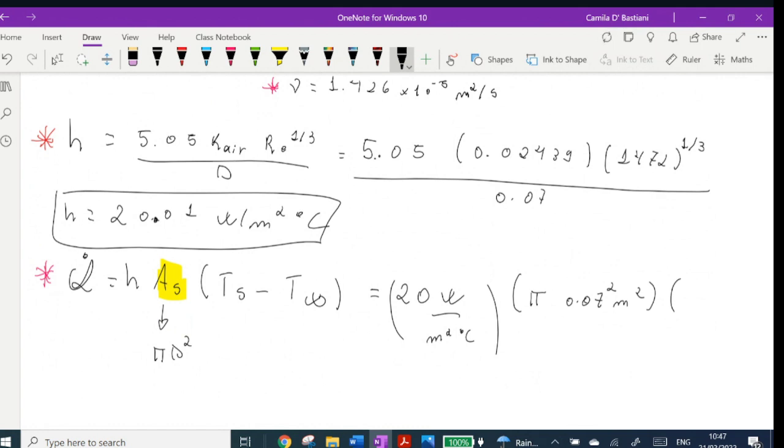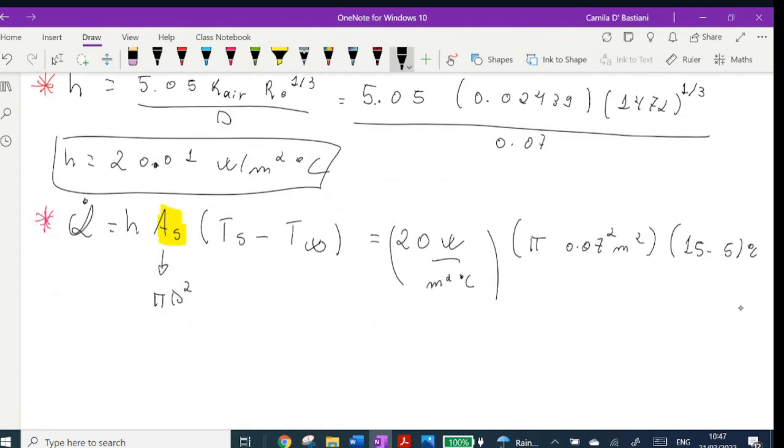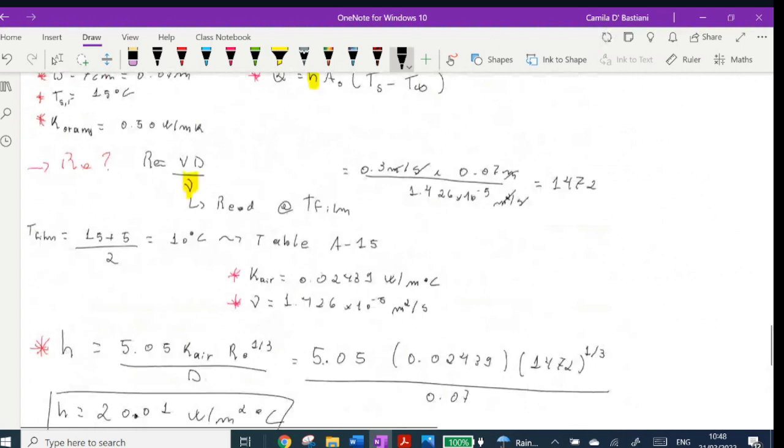Temperature of the surface minus temperature of the air, 5 degrees Celsius. So my heat transfer rate is going to be 3.08 watts. Okay. So the first part of the problem, which asked us to find the heat transfer rate, is solved.